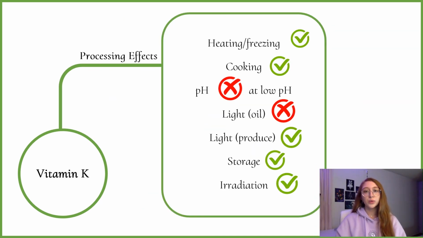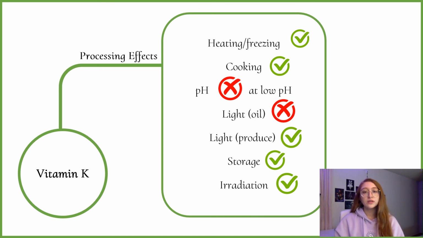Looking at the different processing effects on the vitamin K content, you'll see that it is relatively stable when it is heated or frozen. During cooking, there is an observed increase in the vitamin K content. The increase may be because heating causes the vitamin to be released due to the breakdown of the plant cell wall. This makes it available for detection by HPLC.